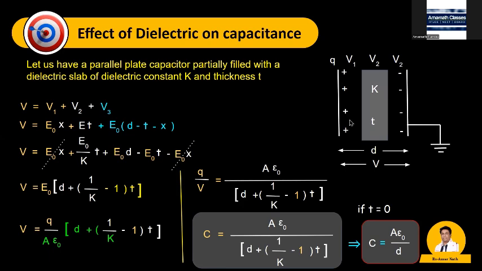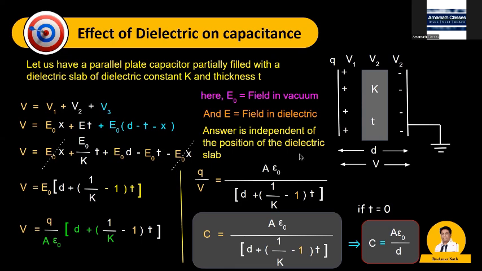And what I have taken, E naught, I have taken as the field in the empty space, and E I have taken as the field in the dielectric. And your final answer is independent of the position of the dielectric, okay? Because X is not there. Answer is independent of the position of the dielectric slab. Copy all these things. This is one of the important relations that may be coming in your exam.